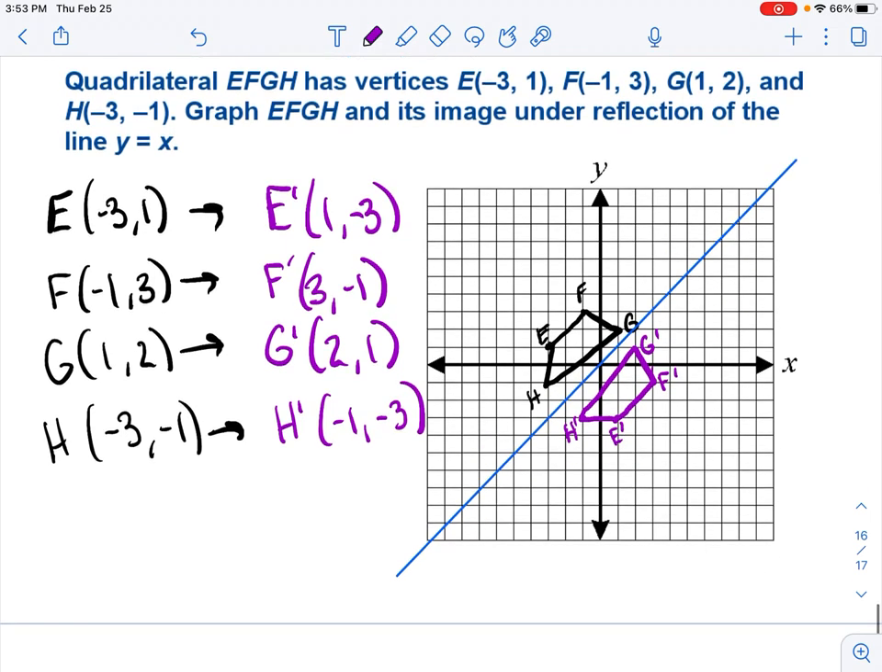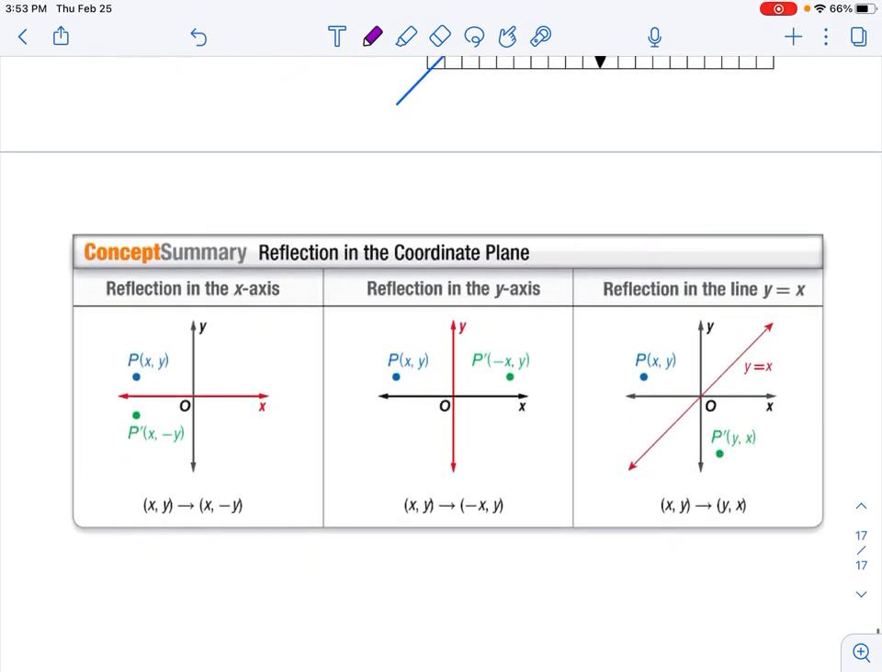Our pre-image and our image in purple. And this last slide is just a concept summary of everything we learned. It's the sort of equations that you can use for reflection on x-axis, y-axis, and across y equals x.